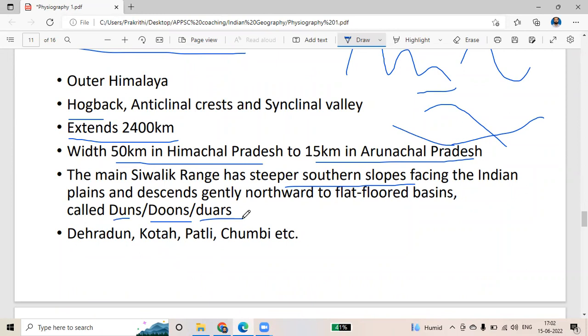अभी आप ये dunes, doons, dwars बोलने से आपने सुना होगा Dehradun. So Dehradun comes under this area. It comes between the Shivalik and the Himachal.